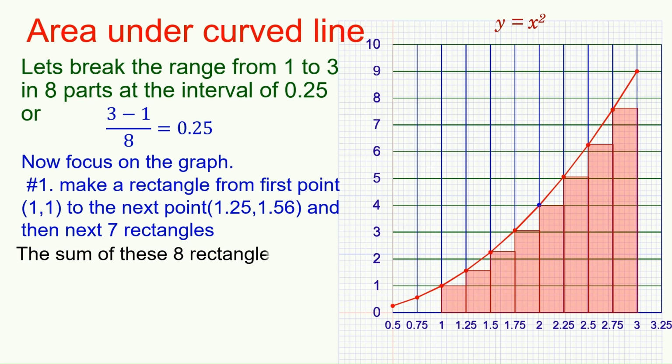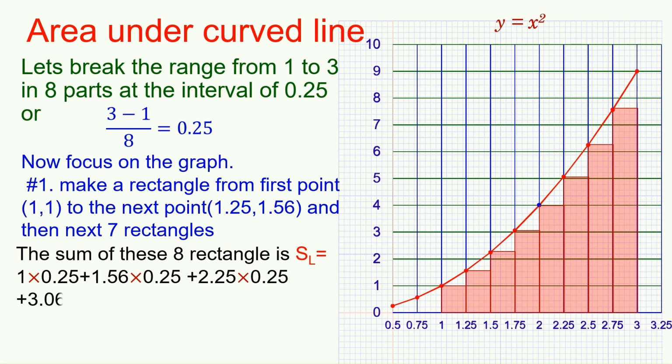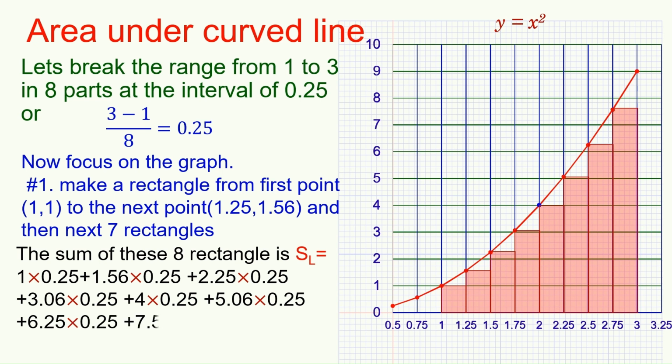The sum of these 8 rectangles is SL equals 1 times 0.25 plus 1.56 times 0.25 plus 2.25 times 0.25 plus 3.06 times 0.25 plus 4 times 0.25 plus 5.06 times 0.25 plus 6.25 times 0.25 plus 7.56 times 0.25, which is 30.75 times 0.25 equals 7.6875.